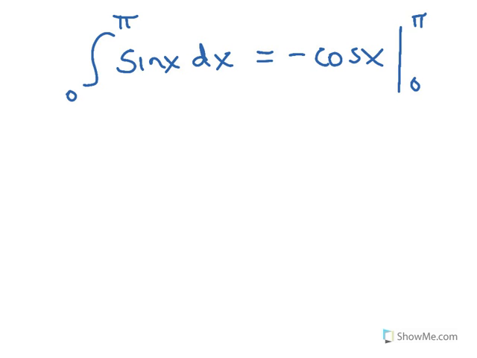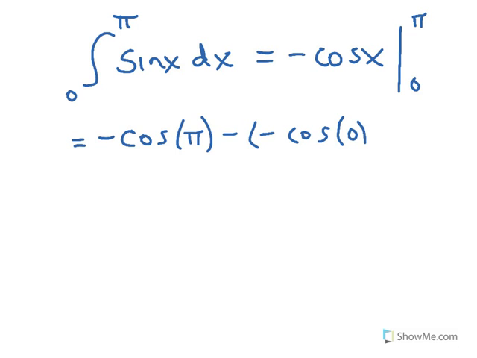Don't forget that once you've evaluated the integral, we use this vertical line to show the limits of integration. Now we're going to use the fundamental theorem and evaluate the function, opposite cosine x, at pi and at 0, and subtract the two. So we're going to get the opposite of cosine pi minus the opposite of cosine of 0.